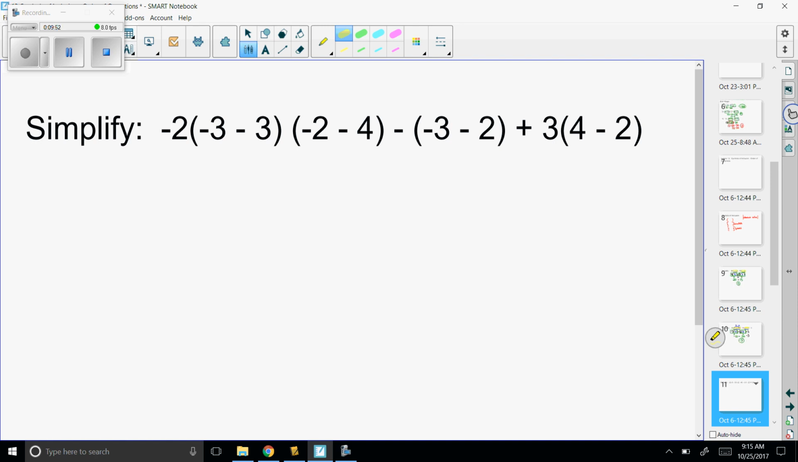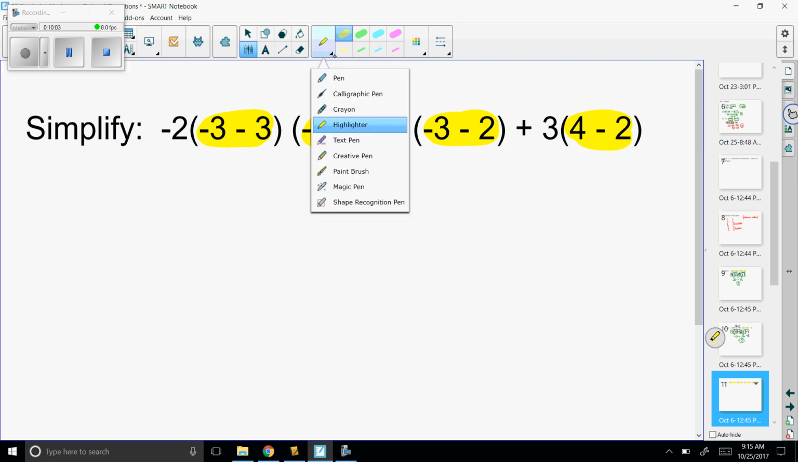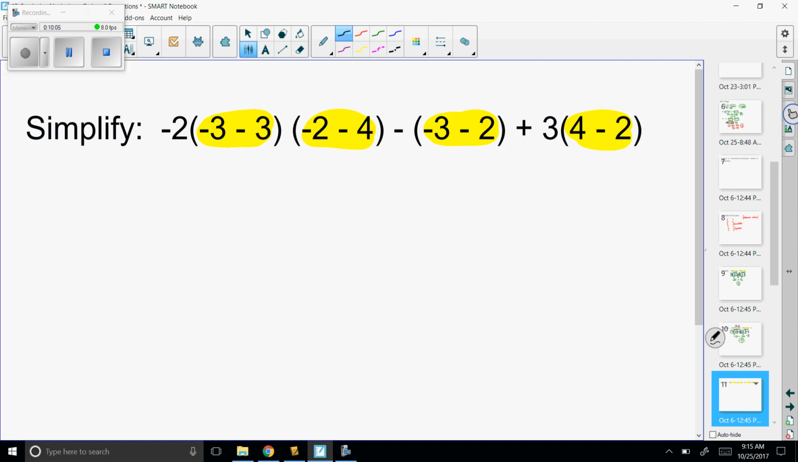So every time we have sets of parentheses, we want to simplify in those sets of parentheses. You're going to have to show some work. I think I mentioned that yesterday. I got on my soapbox yesterday for that.